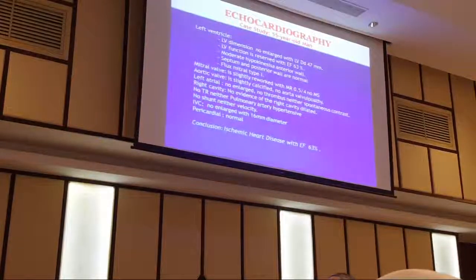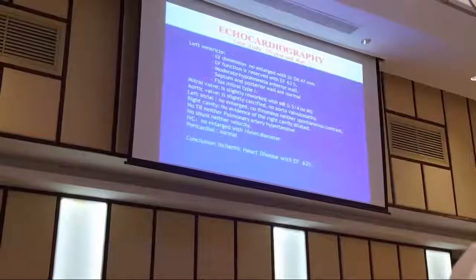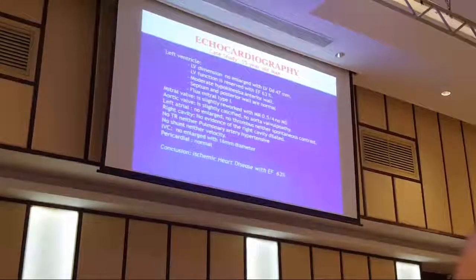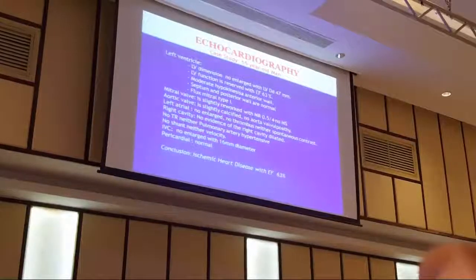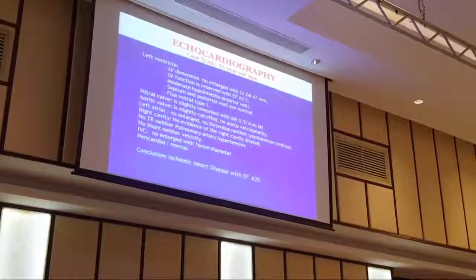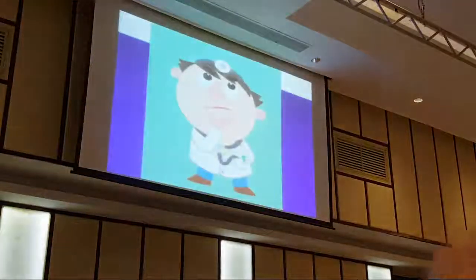On echocardiography, I want you to look at the third line, which shows moderate hypokinesia of the anterior wall. Here you can see it. And the conclusion shows only ischemic heart disease with an ejection fraction of 63%, so the ejection fraction is still preserved for this patient.